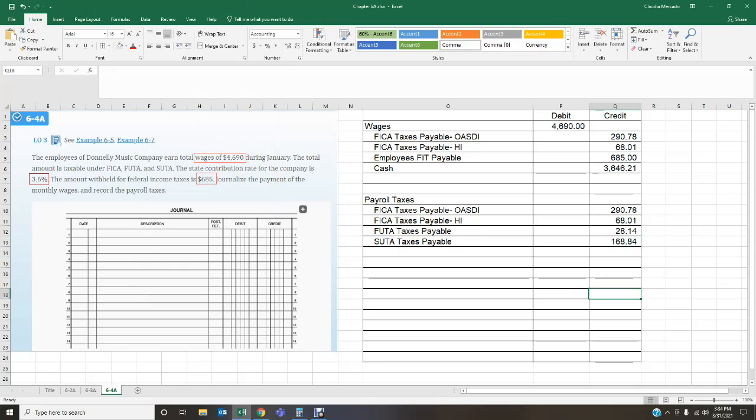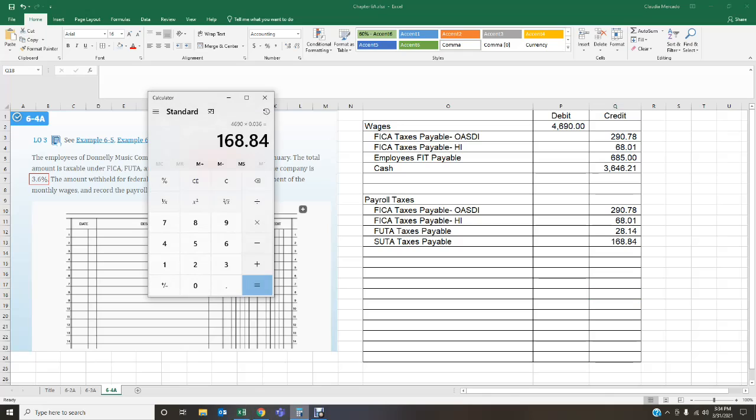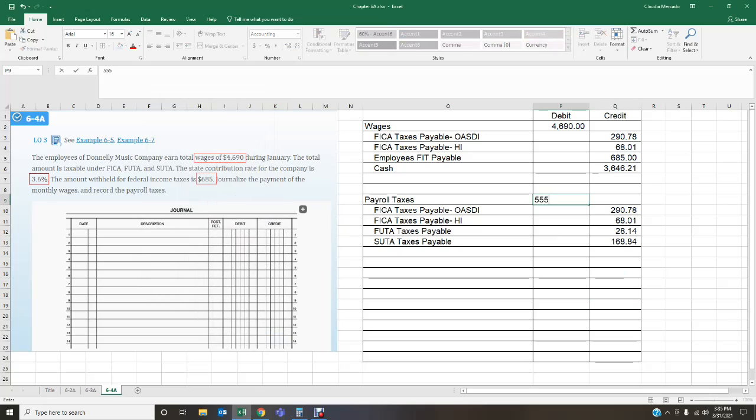So those are the 4 taxes that the employer is responsible to pay for their employees: OASDI, HI, FUTA, and SUTA. So now what we're going to do is we're going to add those 4 together. Okay, 68.01, 28.14, and 168.84. That gives me 555.77. And that is the amount of my total payroll taxes. Okay, so you add everything that you calculated for OASDI, HI, FUTA, and SUTA. You add those together, and that is the amount that is going to be your total for your payroll taxes.